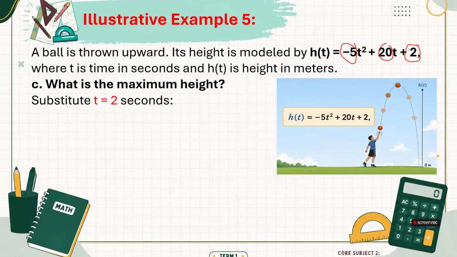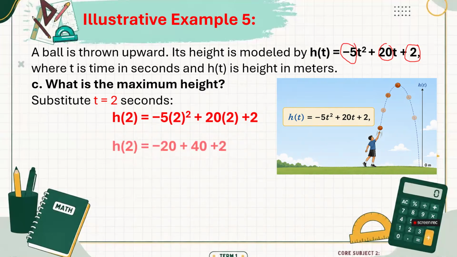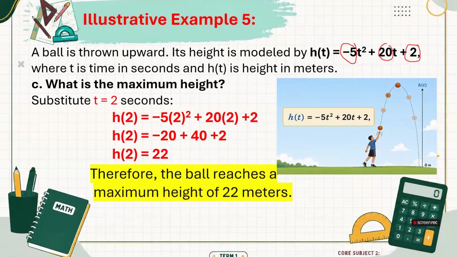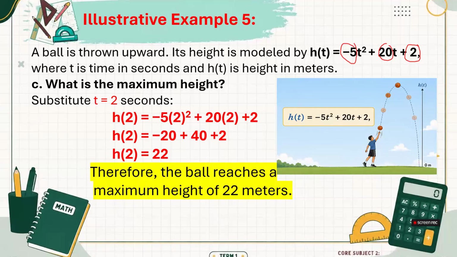Okay, now let's proceed to the maximum height. To get the maximum height, now we know that t is 2 seconds, so we substitute it to the given function. H of 2 is equal to -5 times 2 squared plus 20 times 2 plus 2. So 2 squared is 4, so that gives us -20. 20 times 2 is 40 plus 2. So therefore, what is our h of 2? Very good. So that's 22. So therefore, the maximum height is 22 meters.